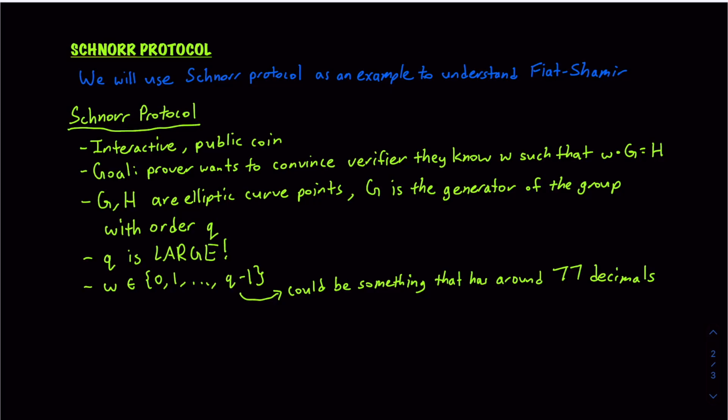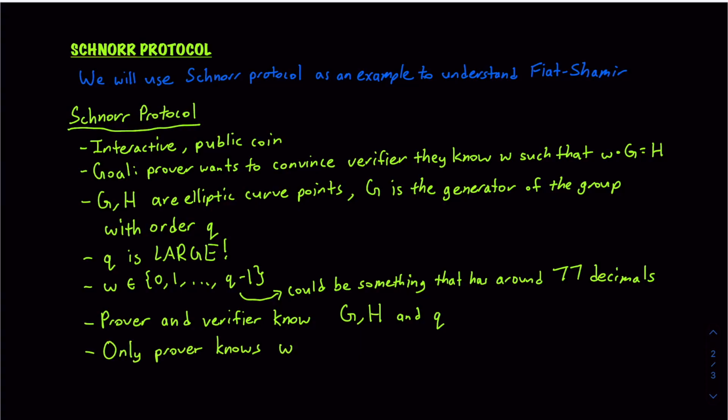Finally, just to be clear, all of the group parameters G, H, and Q are public information and are known to both the prover and the verifier. Now remember that given G and H, you cannot easily solve for W. That's because of the hardness of the discrete log problem in elliptic curve groups. Hopefully that's familiar to you. If it's not, I recommend reviewing my earlier video on elliptic curve groups before moving on.